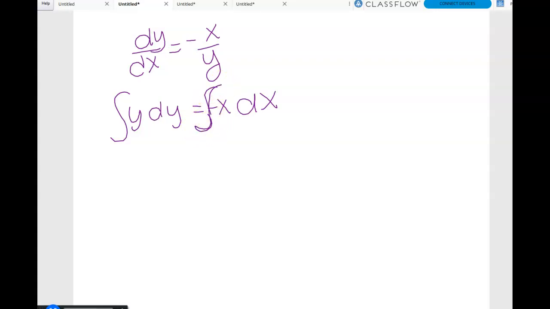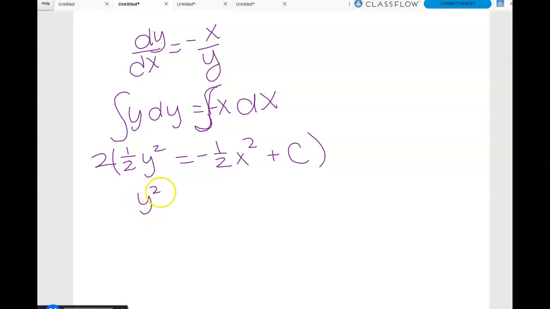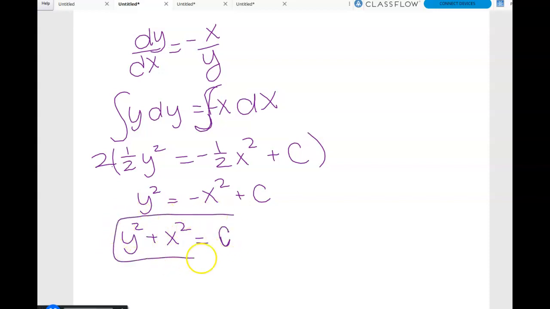Antiderivative of y is 1/2 y squared. Antiderivative of -x is -1/2 x squared plus c. How do we feel about that fraction? Not a fan, right? We gotta get rid of the 1/2 on the y, so we're gonna multiply everything by 2. So I get y squared equals -x squared plus c. Add over x squared, I get y squared plus x squared equals c.